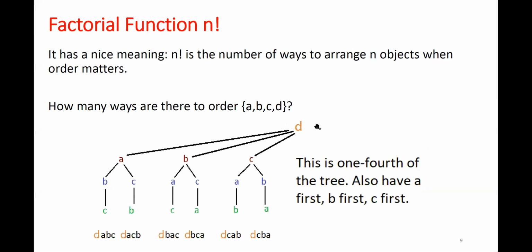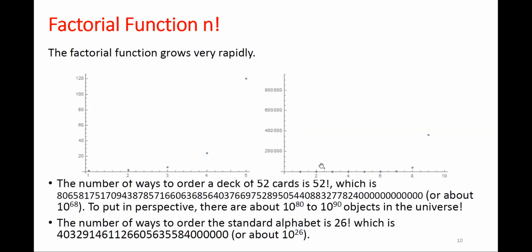Then there's going to be a tree when A is first, and I have to order B, C, and D. There's going to be a tree when B is first, and I have to order A, C, and D. And finally, there'll be a tree when C is first, and I have to order A, B, D. So each one of these has 6, and then there's 4 possibilities for which goes first. So it's 6 times 4, or 24. So the factorial function grows very quickly.